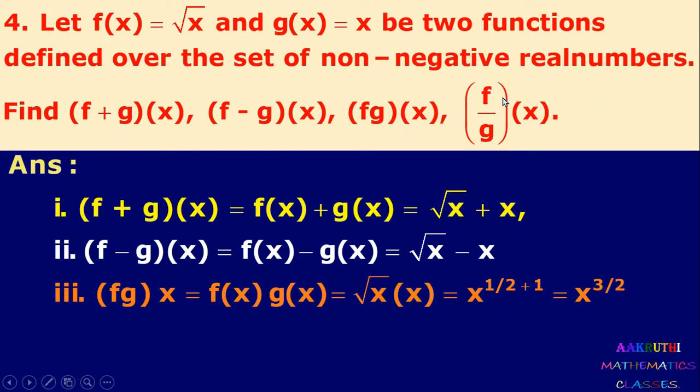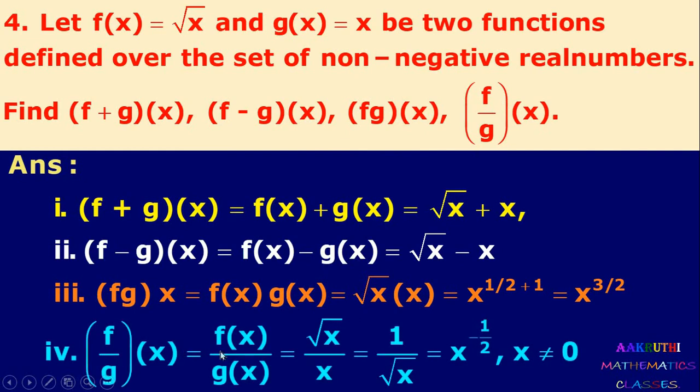So next one we have to find f by g of x. F by g of x is f of x divided by g of x. And here f of x is root x and g of x is x. Root x by x can be written as 1 by root x. That is x can be written as root x into root x, and root x cancels, we get 1 by root x. Therefore f by g of x is 1 by root x.